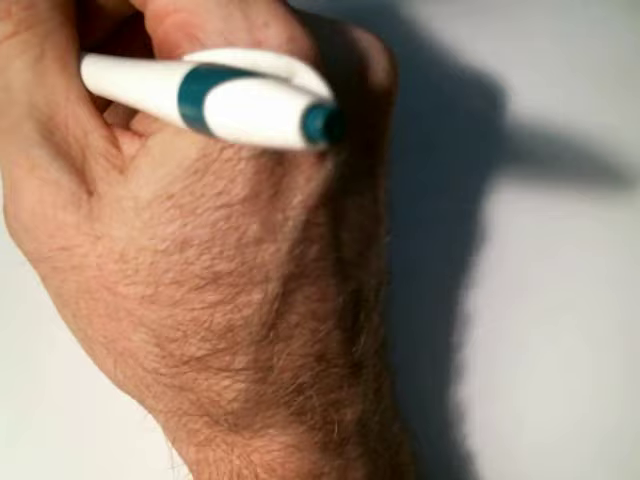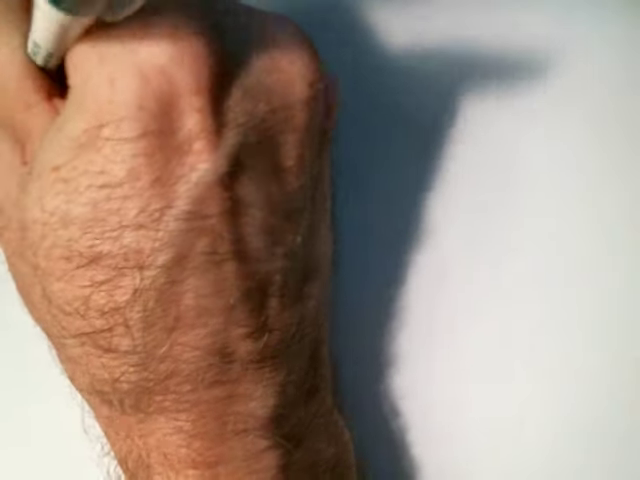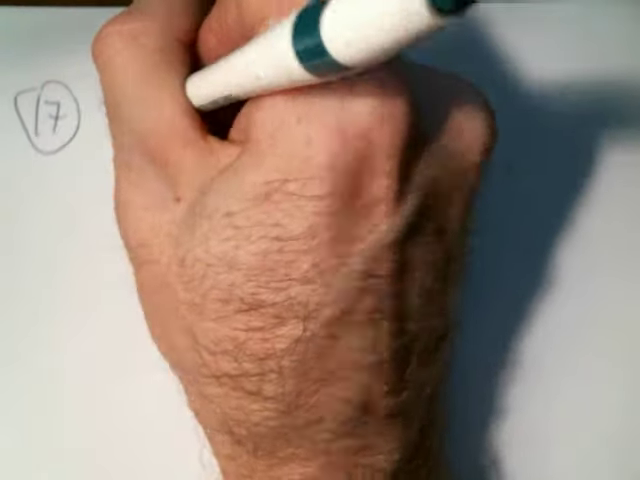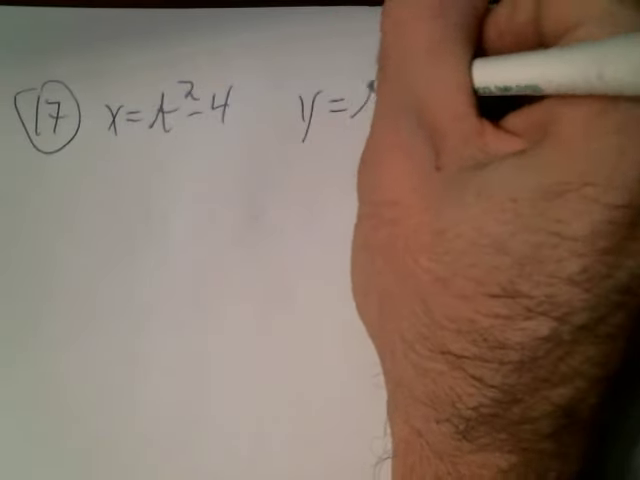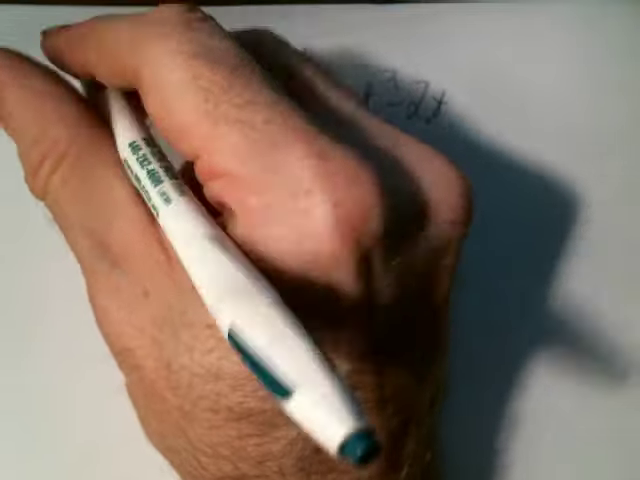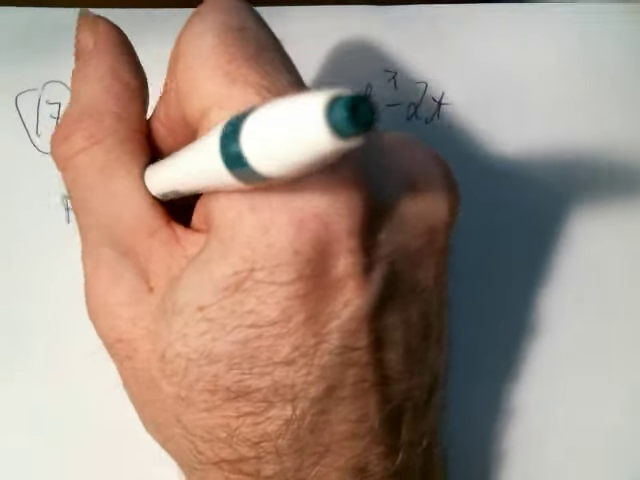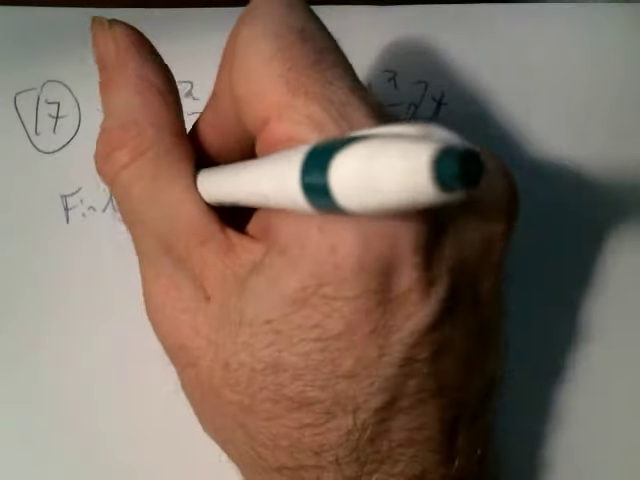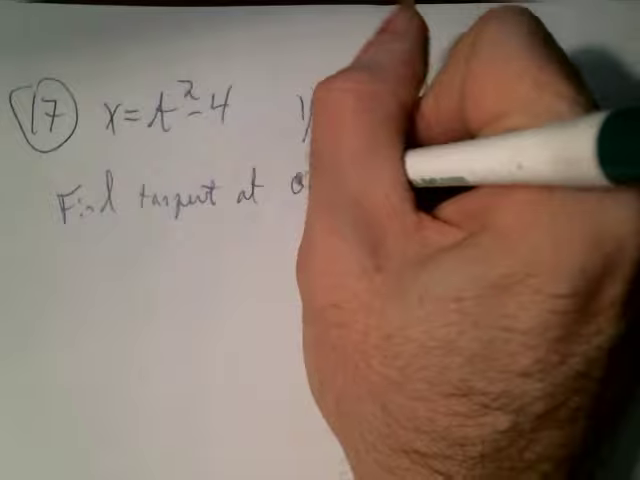Some standard kind of problems in the homework, finding the equation of the tangent line to a point on the curve. It's number 17. We have our parametric equations. X is t squared minus 4. Y is t squared minus 2t. I want to find the slope of the equation of the tangent line at 0, 0.